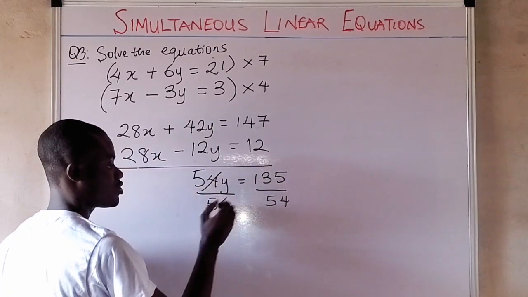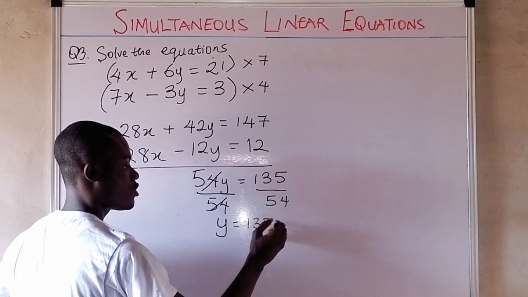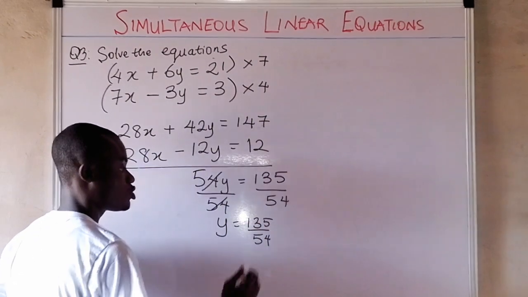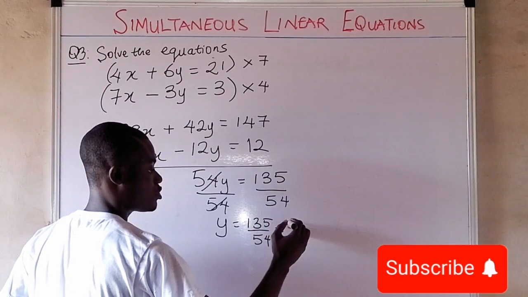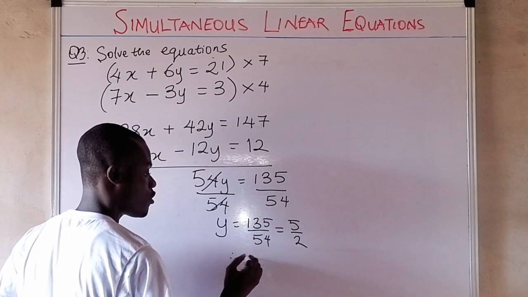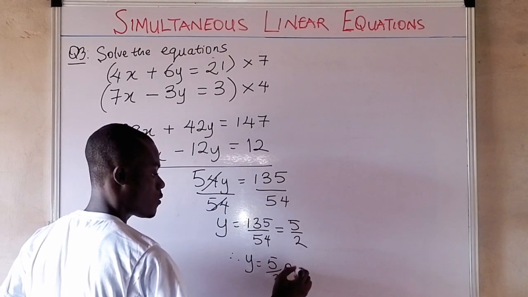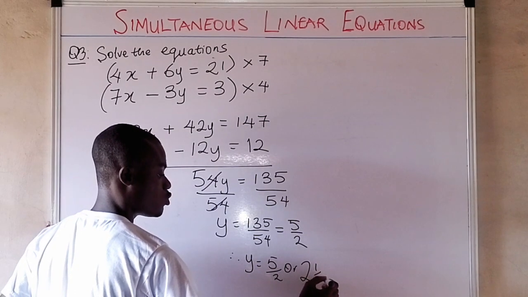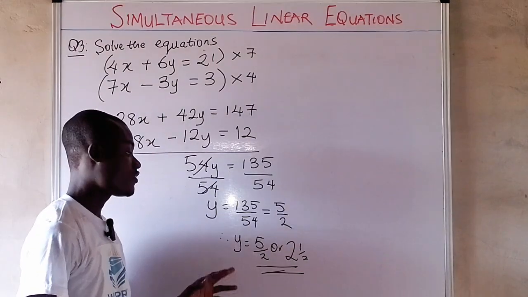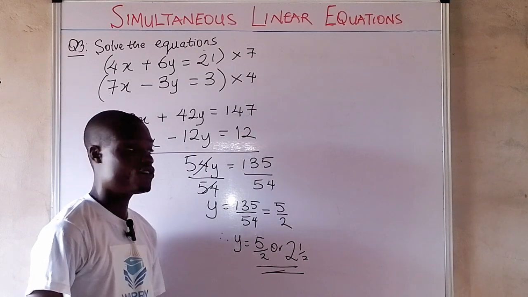The next thing we have to do is to divide both sides by 54. So 54 will cancel 54. That's y is equal to 135 over 54. Now 27 can divide both numbers. So when 27 divides both numbers, we are going to have 5 over 2. So therefore, y is equal to 5 over 2, or 2 whole number 1 over 2. So this is the value of y. Since we know that the value of y is 5 over 2, we can now go ahead to find the value of x.